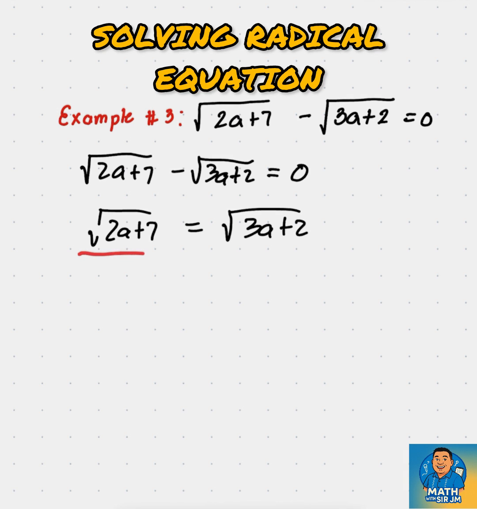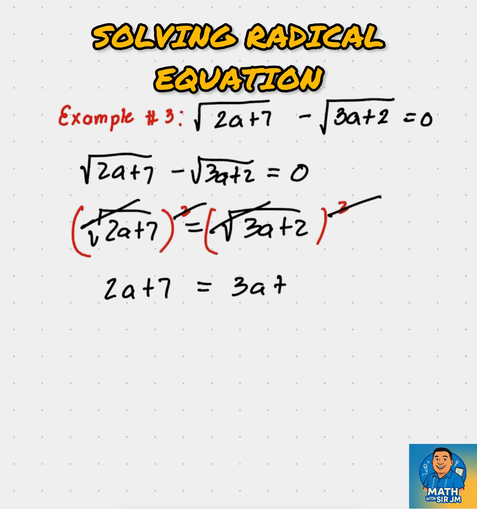Now, we need to raise both sides of the given equation by the index of our two radical expressions, which is 2. We need to raise it by 2. Again, since the index and exponent are the same, we need to cancel out the radical sign and exponent. Then the remaining radicand, we need to copy. We have 2a plus 7 is equal to 3a plus 2.